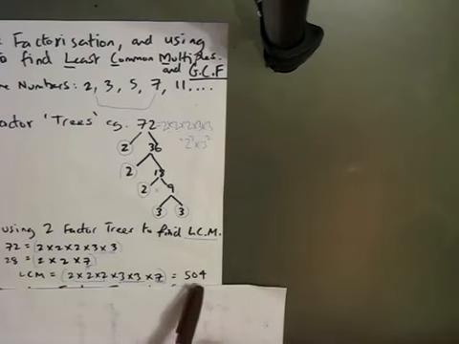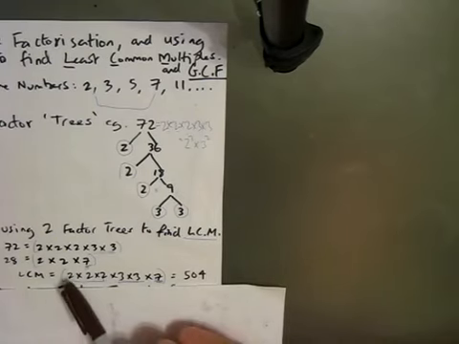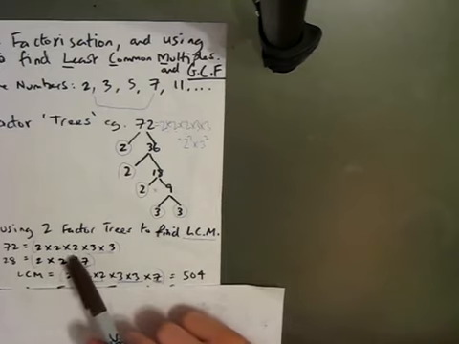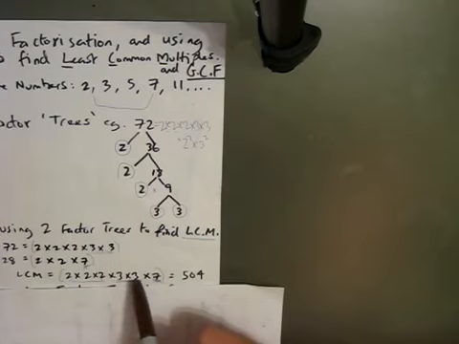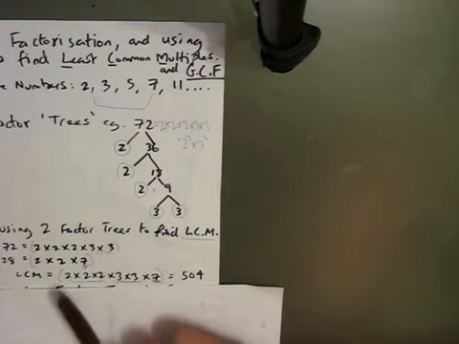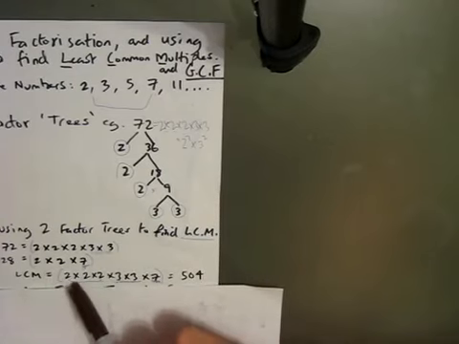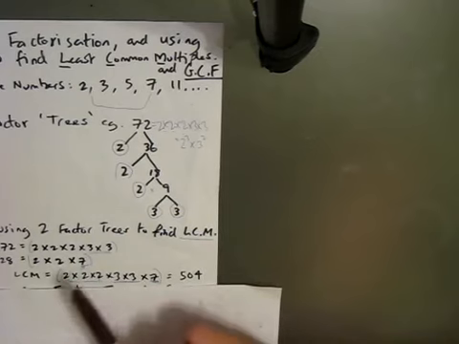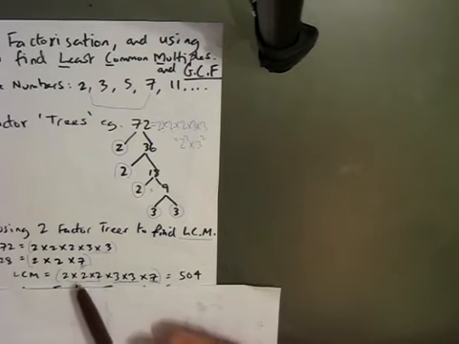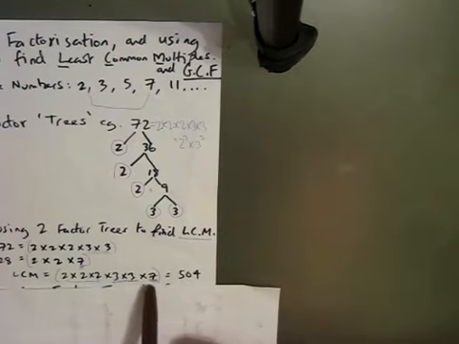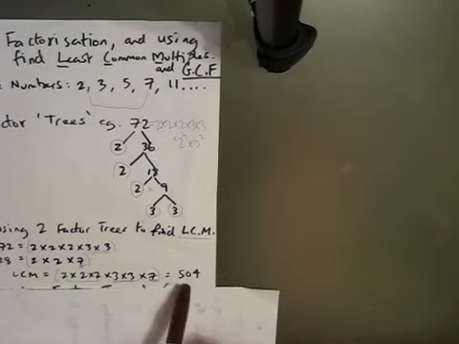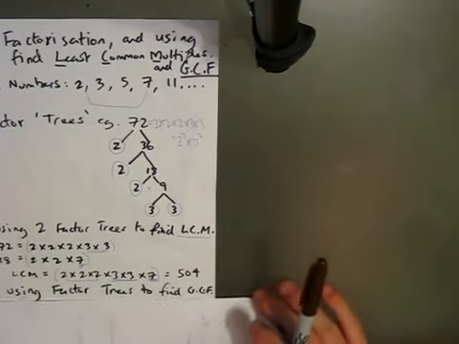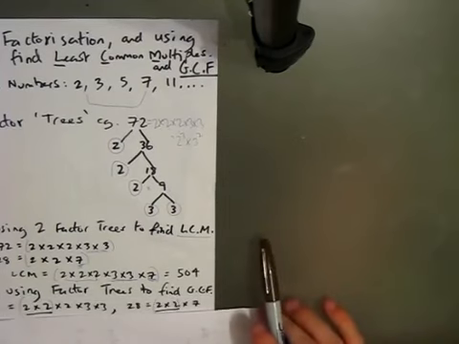So I know it's 504 because I've got my 2, 2, 2, which is enough for 72. I've got the three 2s covered there. I've got my 3, 3 covered there. 2, 2 I've already covered, so I've already covered the 28 with the 2, 2, 2 for the 72. So I'm really just missing the 7. So really I just have to add on a 7 to this factor tree here, and I've got the LCM of 504.